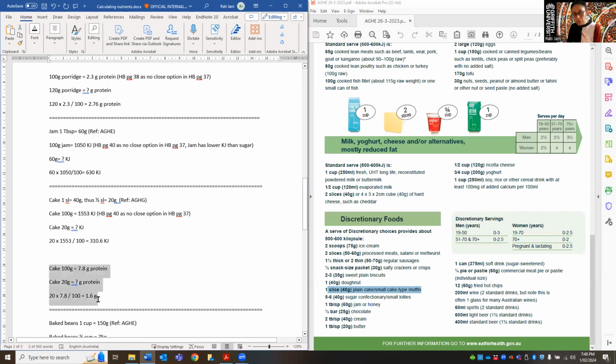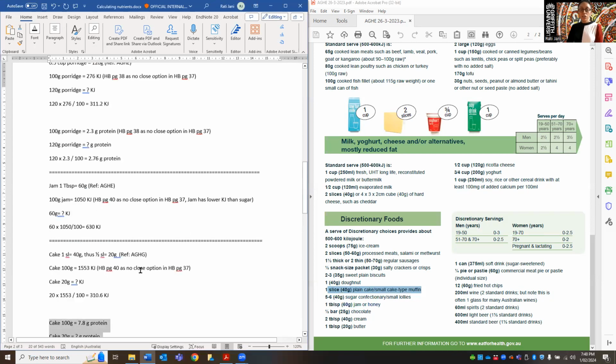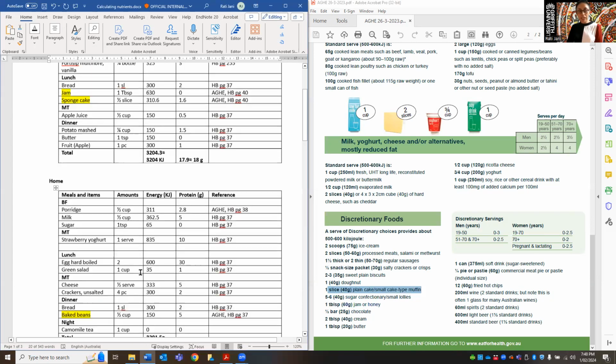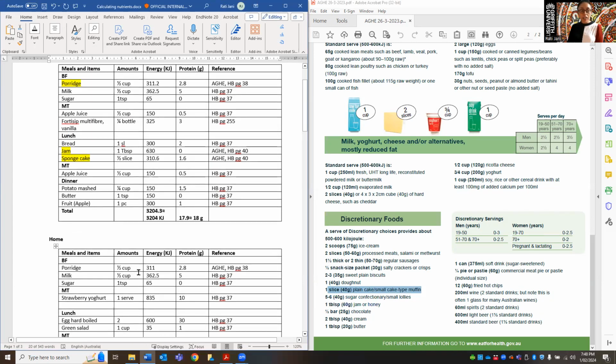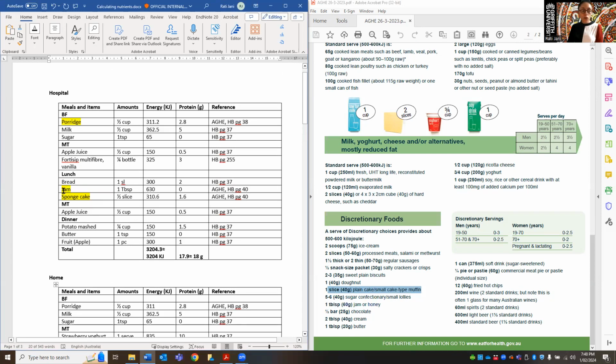You do the same thing for protein. I hope this is making sense, guys, and it's understandable. So over here, where did our cake go? Half a slice of cake gives you so much energy, so much protein. This is how I did it: AGHE, then my exhaustive list in the handbook. Apple juice, as I said, juice is the closest option in your quick ready reckoner.